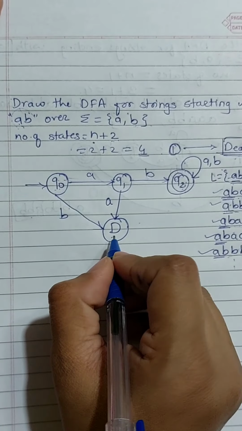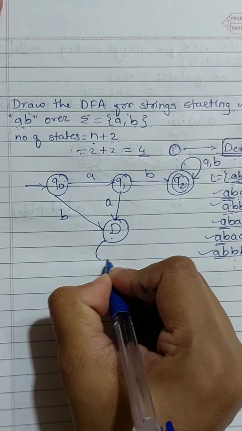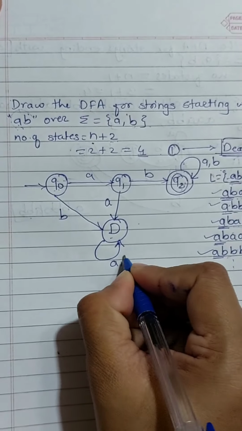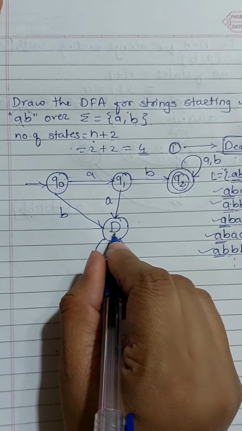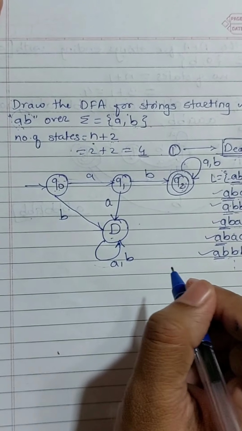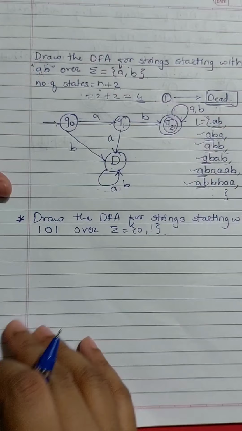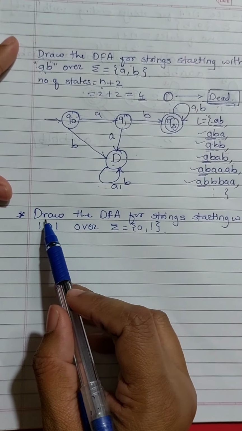Now the remaining state is D. It is said that in a DFA every state must have input for both the symbols. So for state D also we have to give input for both the symbols. Now check the next problem we have.